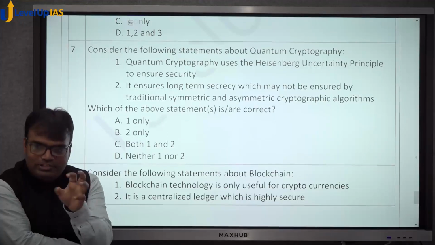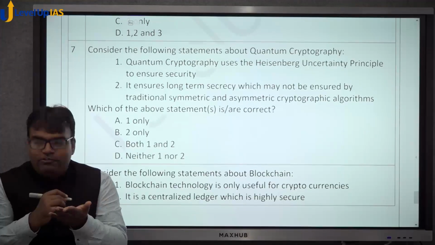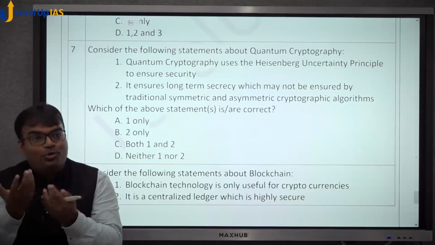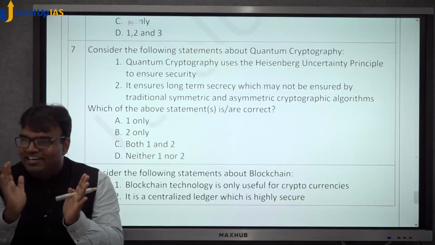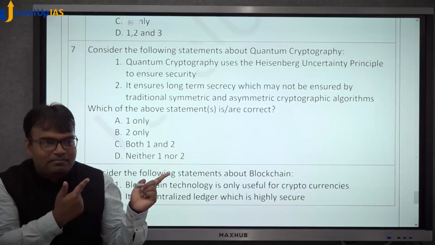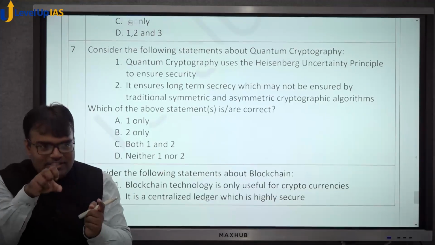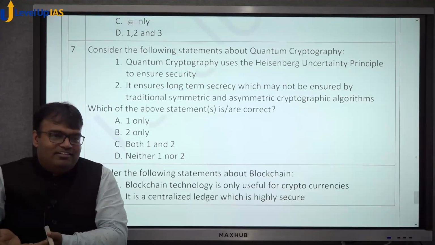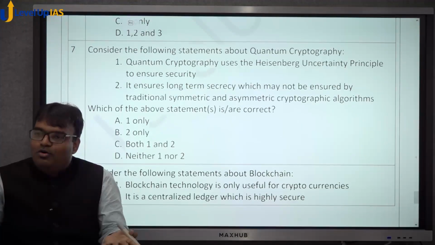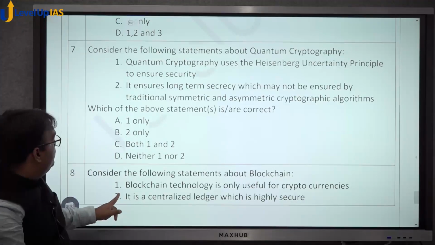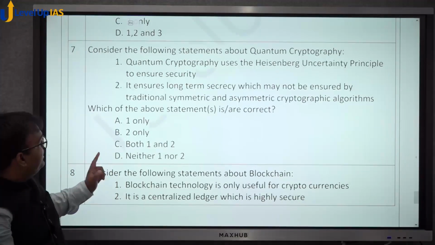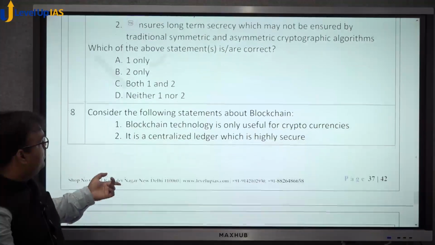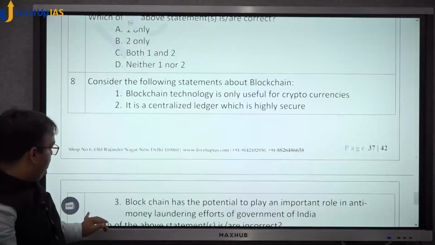It's like someone who's reading my message. When I was transmitting a note to my brother, if my mother takes it, the note automatically is modified. Something like this would happen here. If someone is trying to read the message, it is modified. The person doesn't have the message. So long-term secrecy has been ensured. So what would be the answer here? D. C. Both are correct. Yeah. Blockchain. Let's go to our next topic.